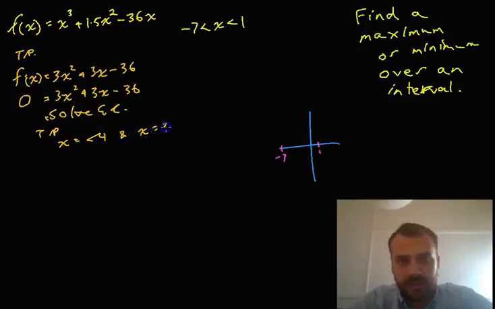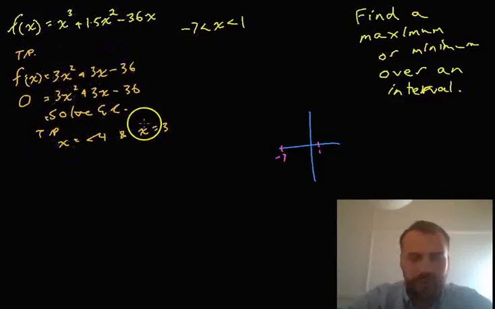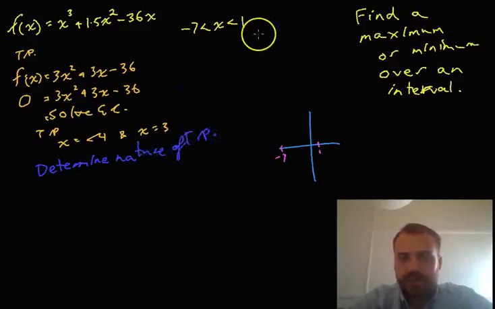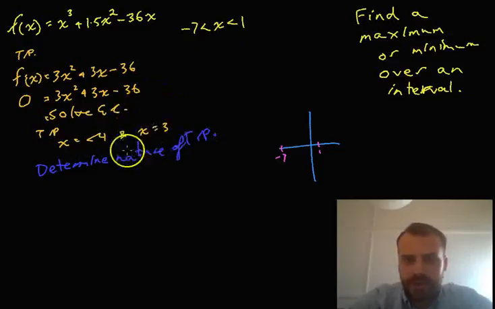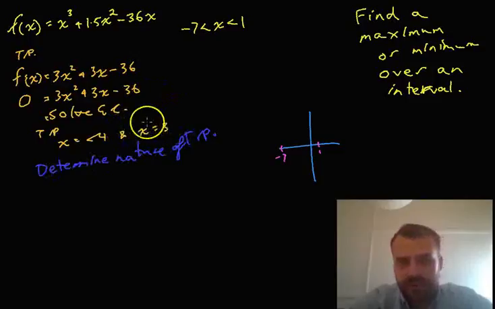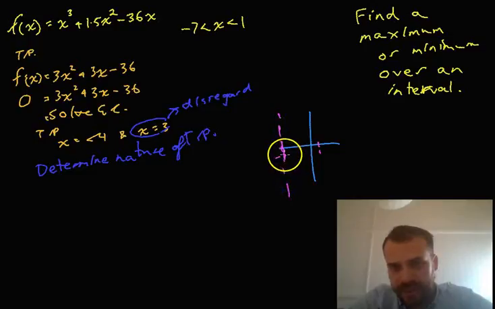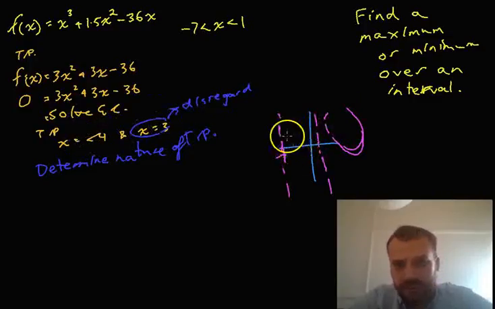and x equals 3. You'll also recall, hopefully, from the last video, that we determined the nature of the turning points. I'm not going to do it in this video because we've already done it. In this particular video, we only need to determine the nature of one of them, because x equals 3, this one here, we can disregard. Why can we disregard it? Because it doesn't fall within our bounds. Remember, we're only dealing with maximums and minimums between -7 and 1. So they're the only things we're interested in. X equals 3 falls in this area somewhere, whereas x equals -4 falls smack bang in here.